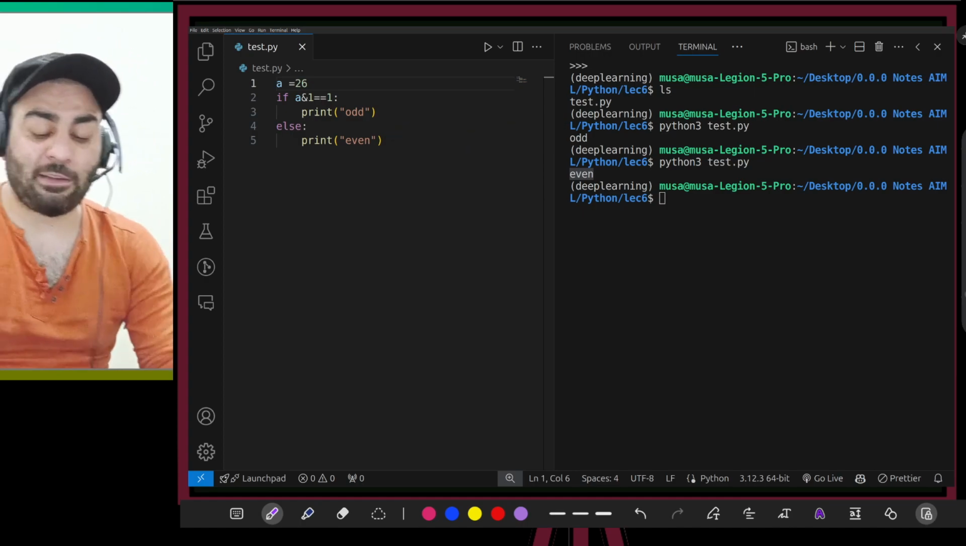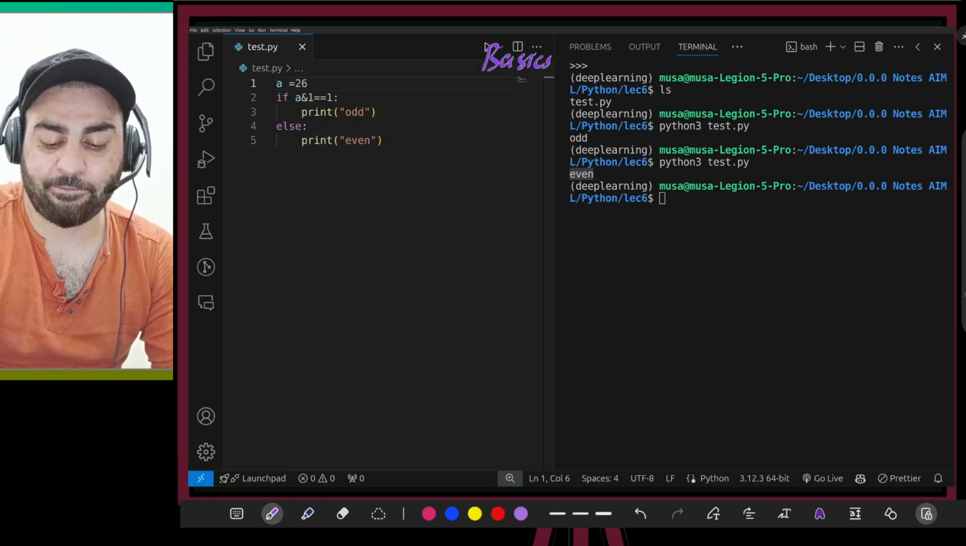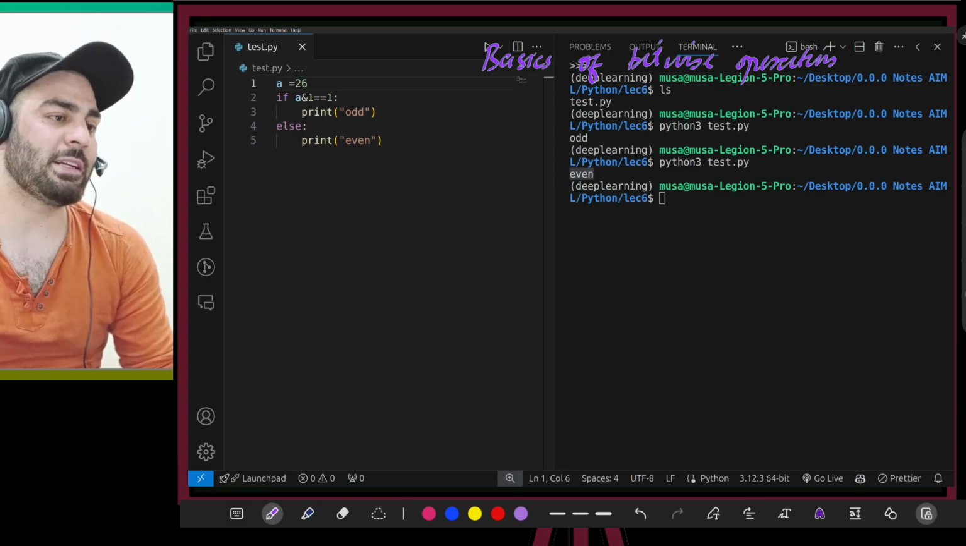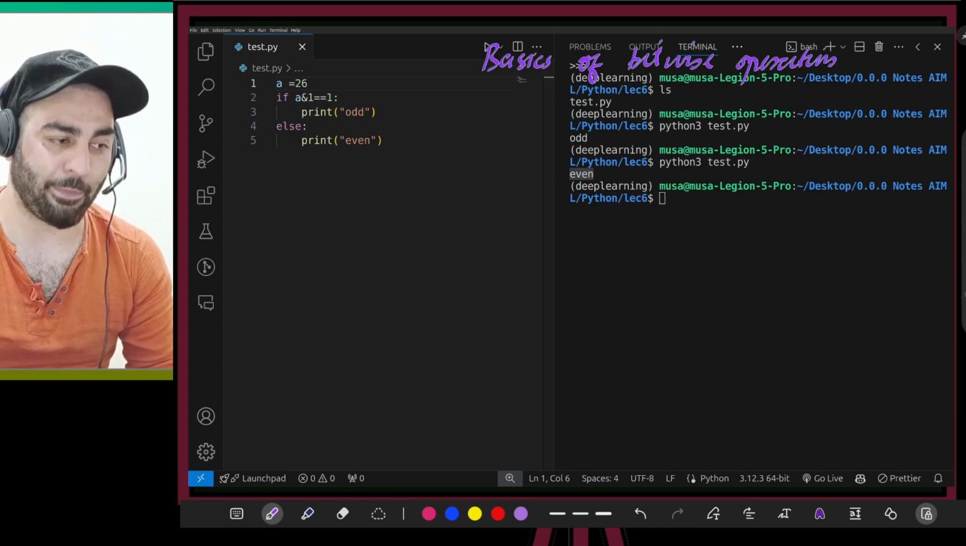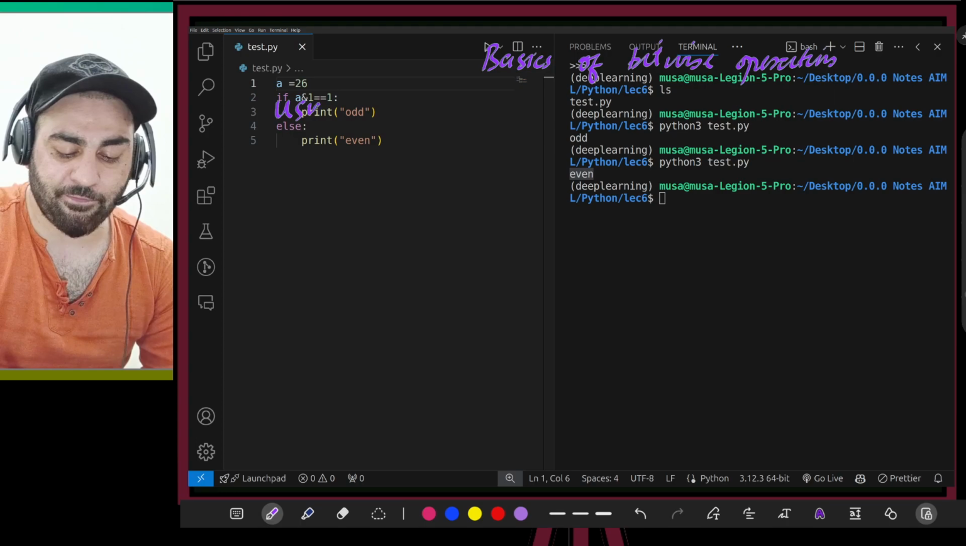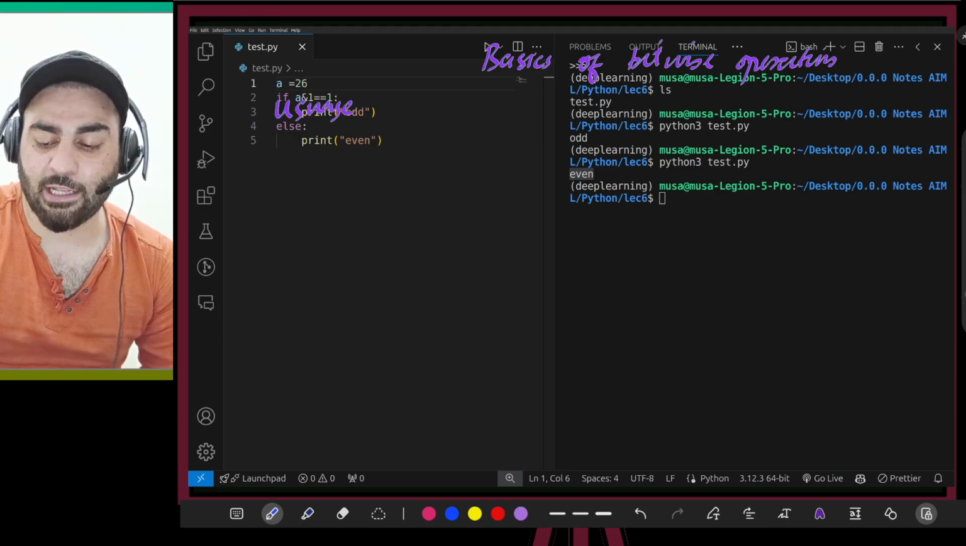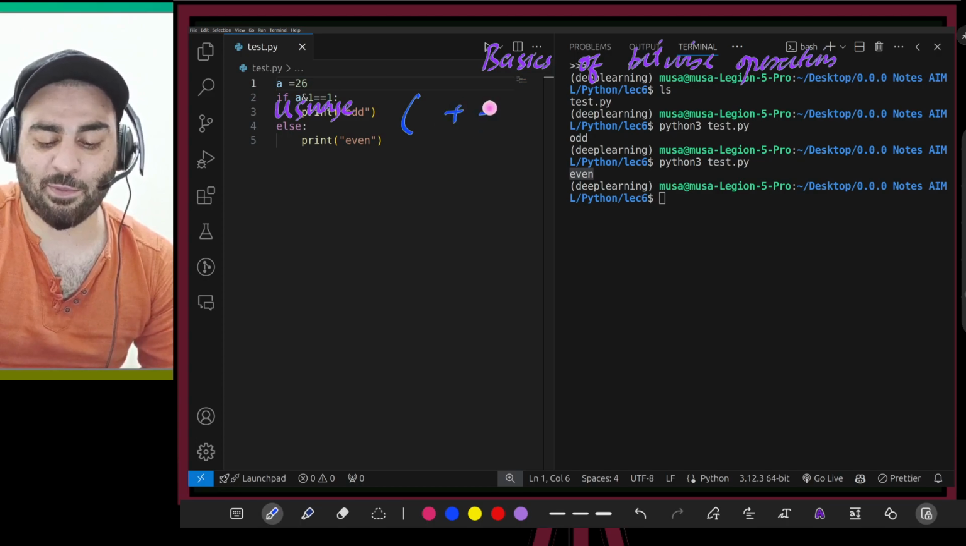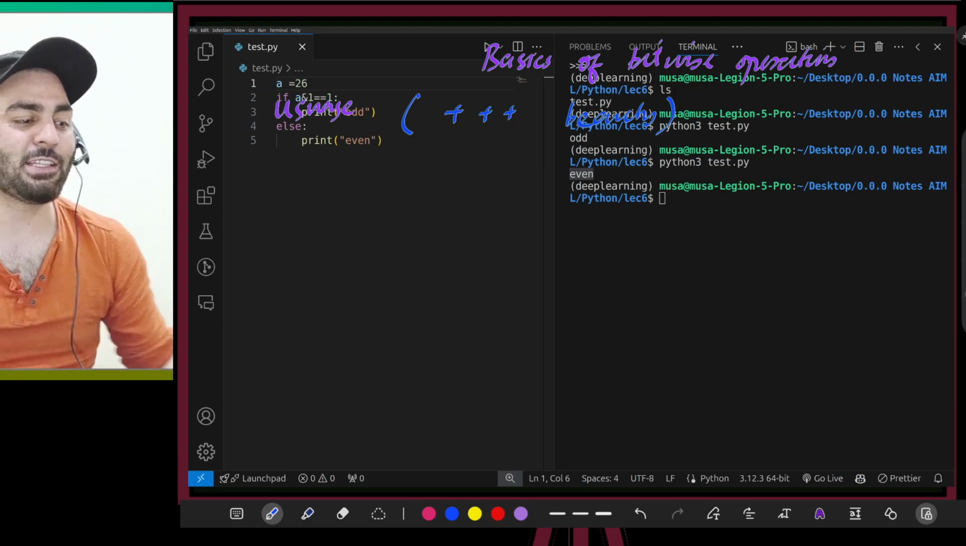Now that you understand the basics of bitwise operations, and you know how numbers are represented and what happens if we do this or that operation, now we'll see their usage. That's where the magic happens. This is, I'll say, plus plus plus beauty. This is really beautiful.